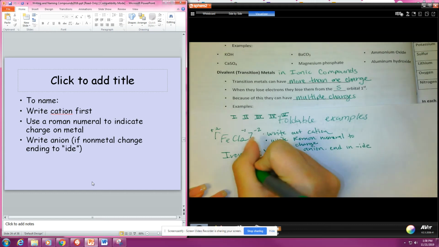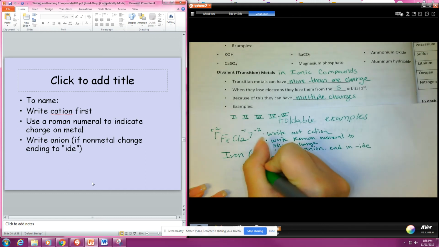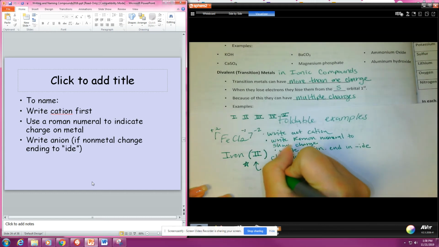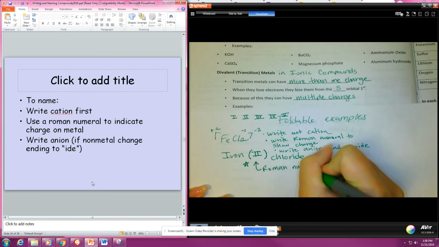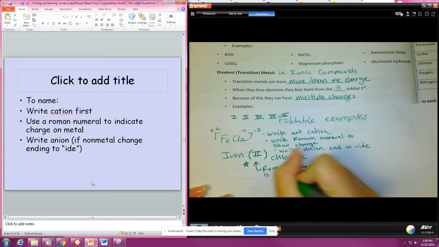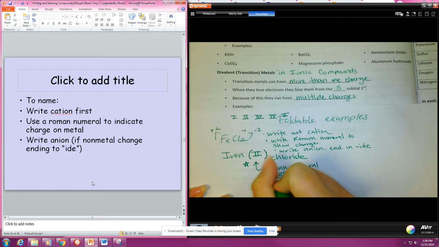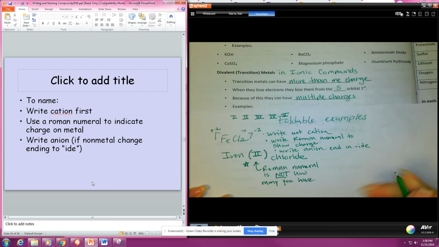I want you to add a little side note because this is a common misconception. The Roman numeral is not how many you have. So sometimes kids think like iron 2, that means that there's going to be Fe2. No, that Roman numeral is telling you the charge of the iron.